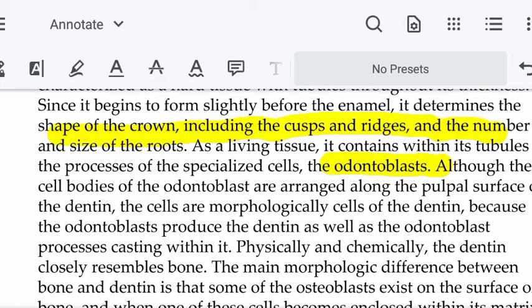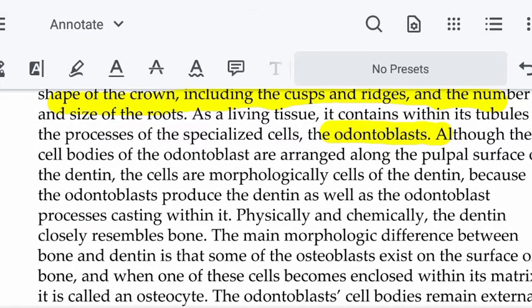Although the cell bodies of the odontoblasts are arranged along the pulpal surface of the dentine, the cells are the morphological cells of dentine, because the odontoblasts produce the dentine as well as the odontoblast processes lying within it. So here, the odontoblast cells which form the dentine are present along the pulpal surface of the dentine.